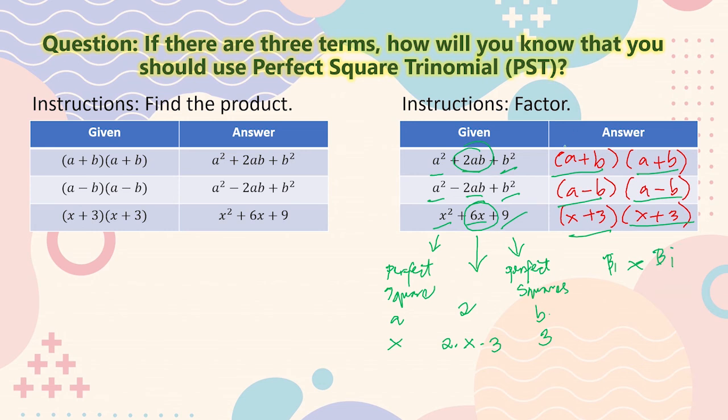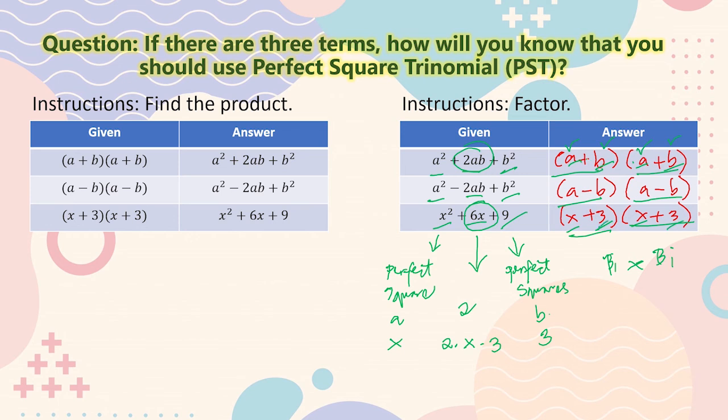Now, the first term of our binomials is just the square root of our first term in the given. So the square root of a squared is a. Then the second term is just the square root of the third term, b squared. So that's b. Okay, let's try the third example. So that would be x because square root of x squared is x. Then the second terms, that's a 3 because the square root of 9 is 3.